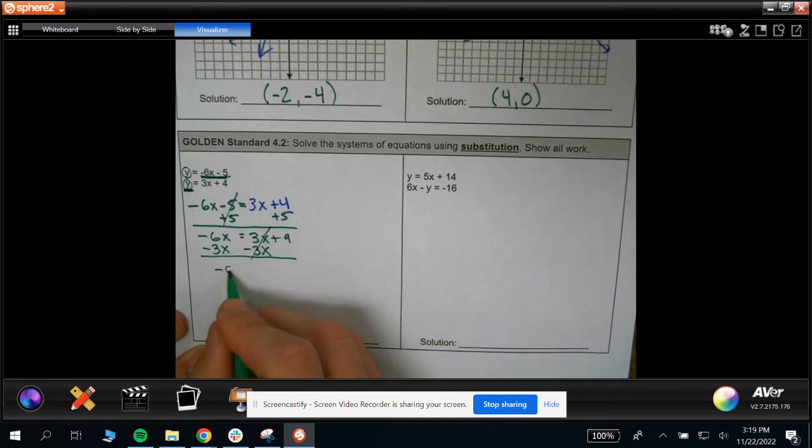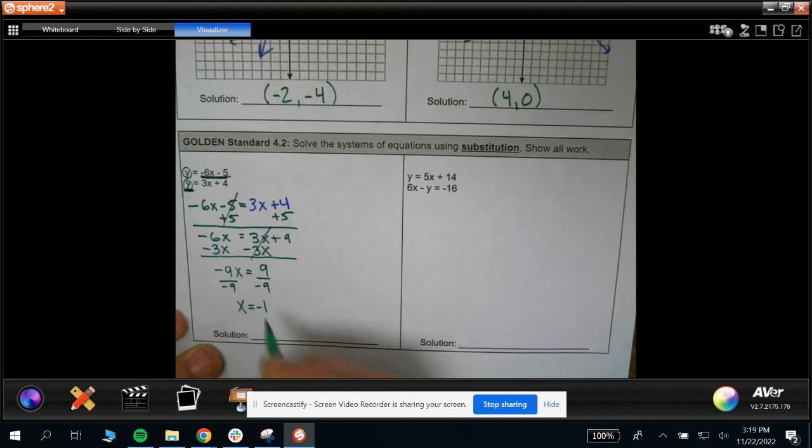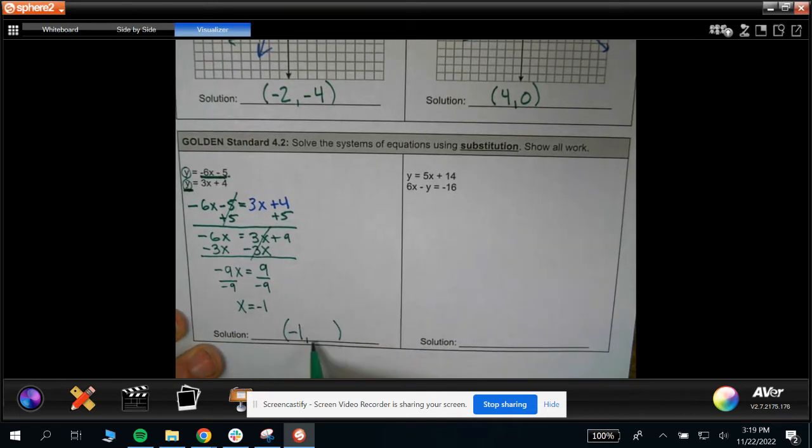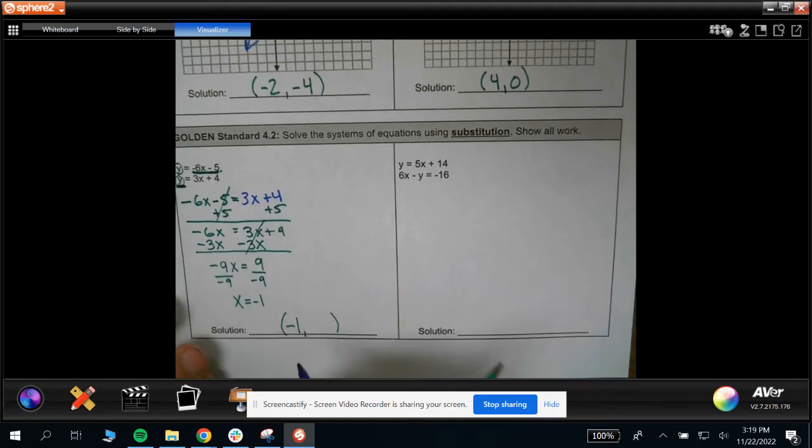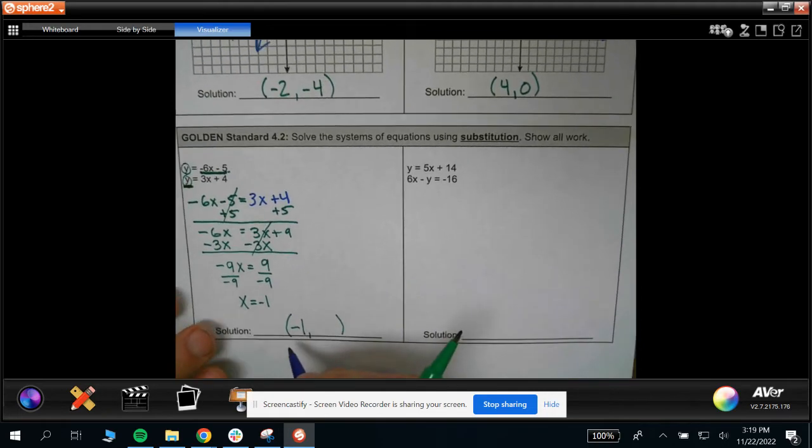So I get -9x equals 9. Divide by -9. And I see x equals -1. So I know that's part of my solution, but I also need a y value. To find my y value, I substitute my x value back into my equation.